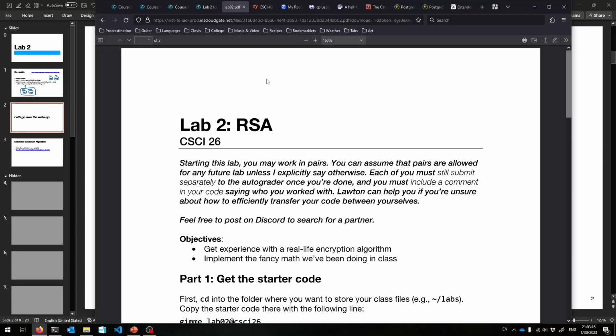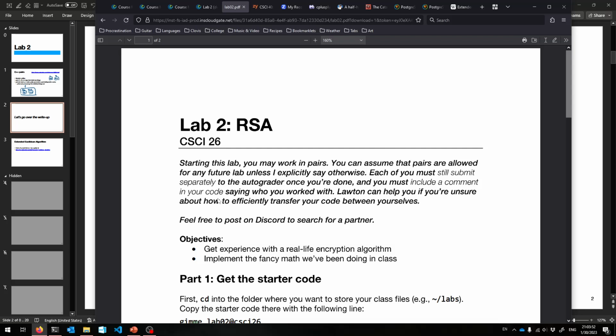Okay, so yeah, this lab. First of all, I want to tell you that you can work in pairs starting this lab. So not any more than two, groups of two only, but you are allowed to work in pairs for this lab and any future lab. I don't think I'm going to restrict that from now on. When you work as a pair of two, please submit separately to the autograder. Just submit the same code. It's easier for me to grade you that way. And also include a comment in your code saying who you worked with so that I don't get worried when I see identical code. See if you can find a pair partner if you're interested in one.